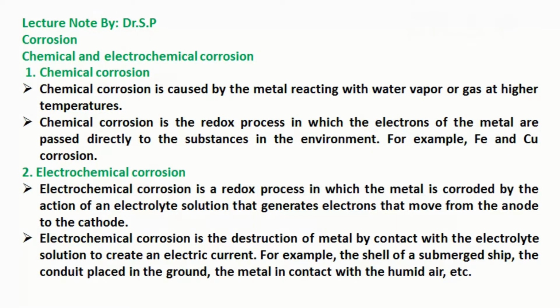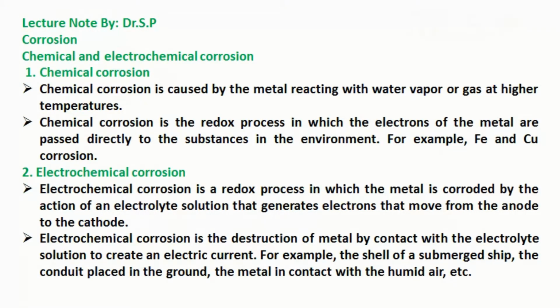Chemical and electrochemical corrosion. Chemical corrosion. Chemical corrosion is caused by the metal reacting with water vapor or gas at higher temperatures. Chemical corrosion is the redox process in which the electrons of the metal are passed directly to the substances in the environment. For example, iron and copper corrosion.